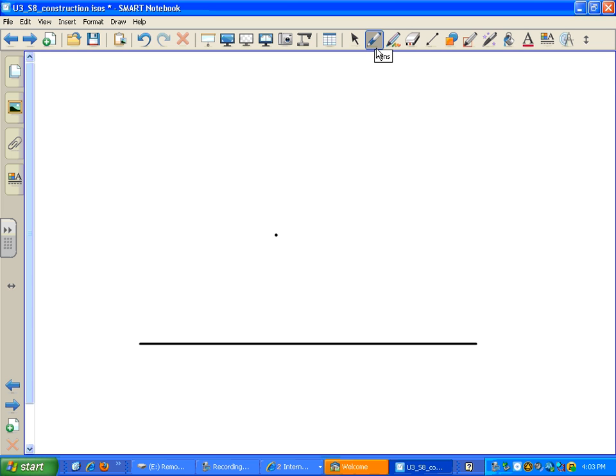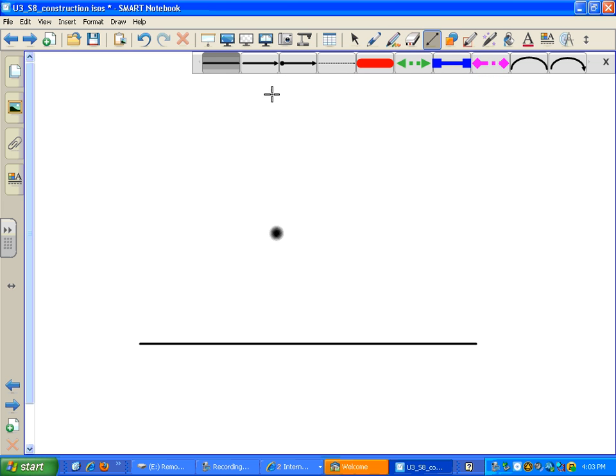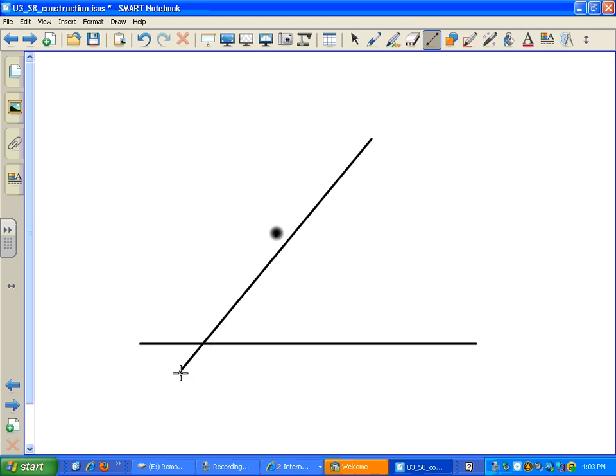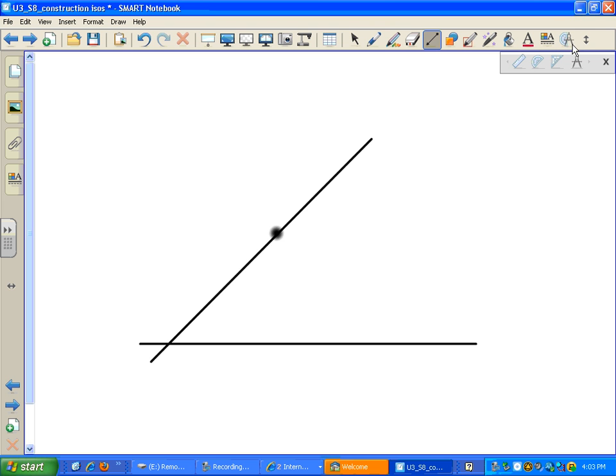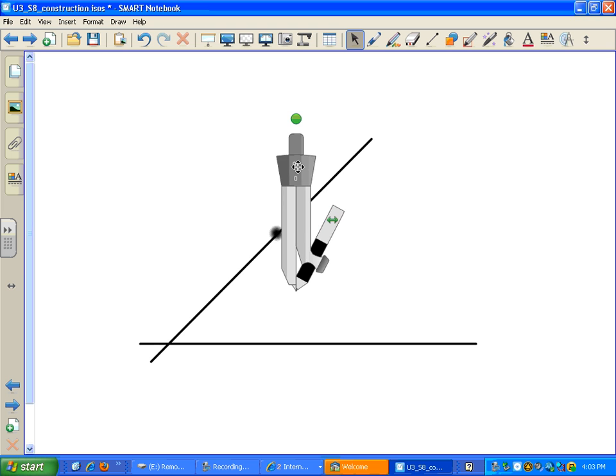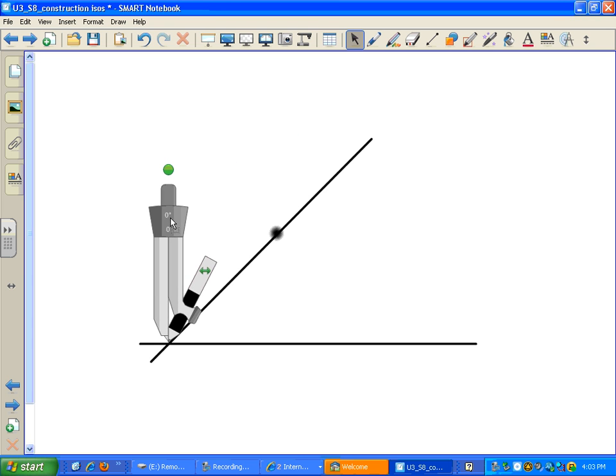Through that point that we created on our paper, take your straight edge and draw a line through that point to the line below it. Now you need to take your compass, and we are going to move it to the vertex of the first line I drew and the intersecting line.